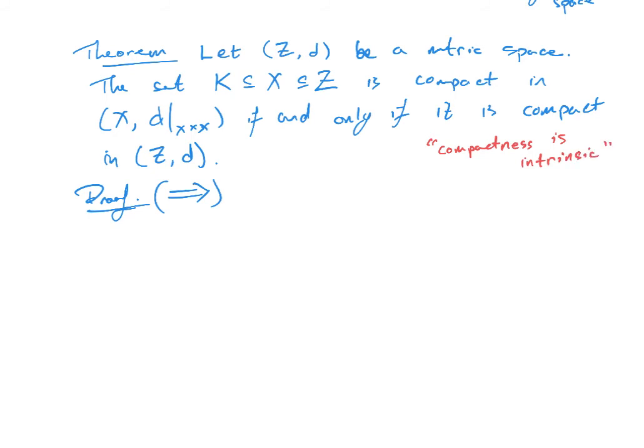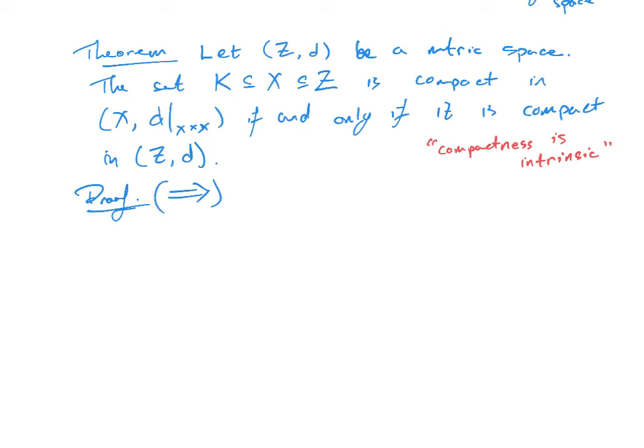This is a really nice result. This says that compactness is intrinsic. What that means is that compactness doesn't care about the ambient space that you're doing this in. Now, if you think back to our definitions of open and closed, whether a set is open or closed can change when we change the enveloping space that we're interested in. But compactness can't.